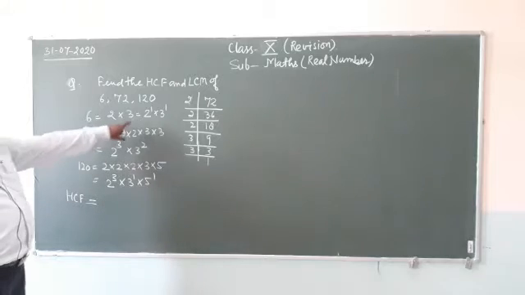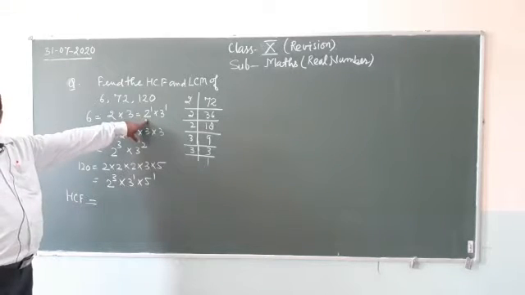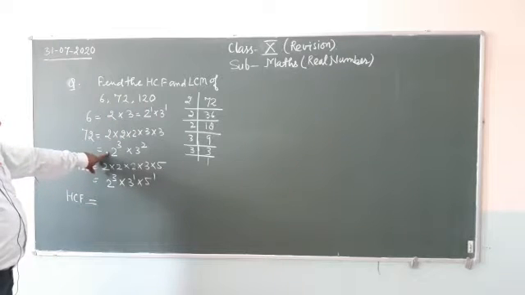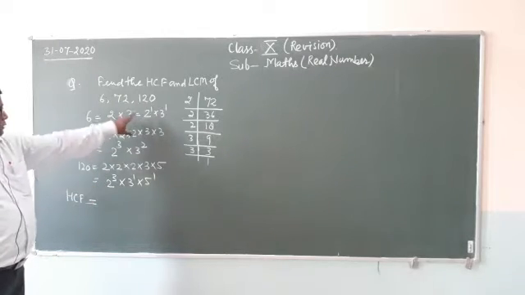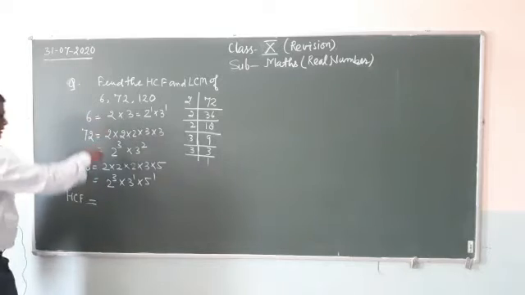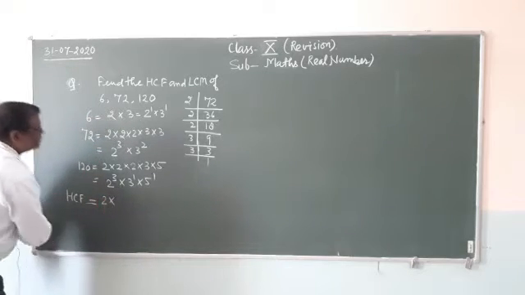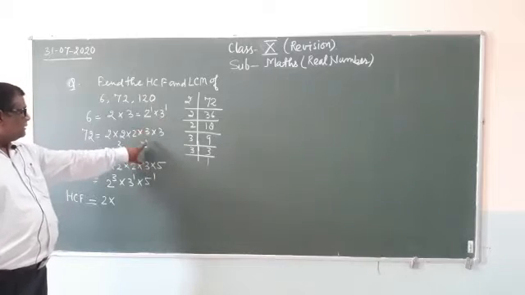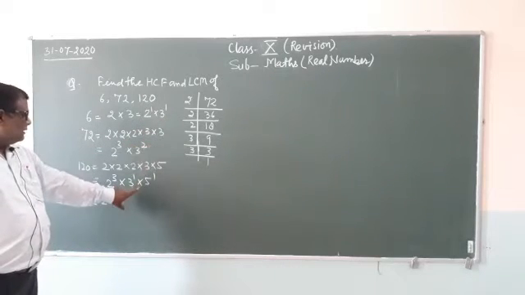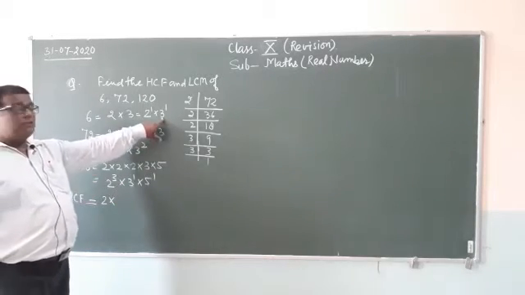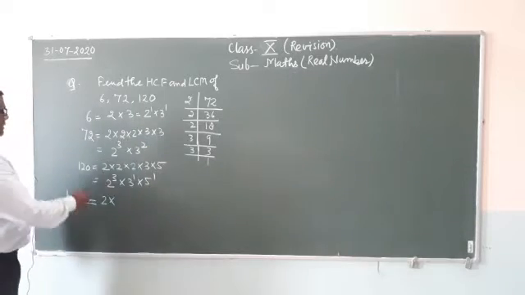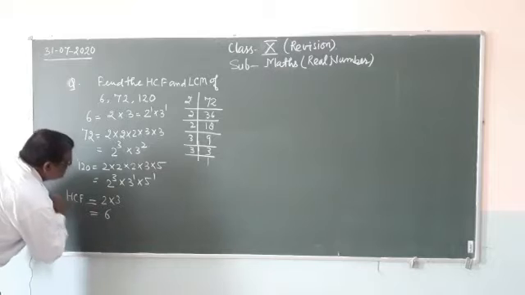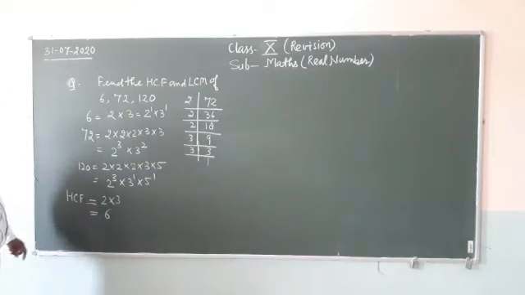Now for the highest common factor, what is common? 2 to the power 1 is the smallest power of 2, with 2 to the power 3 in the others. So 2 will come. The smallest power of 3 is 3 to the power 1, so we write 3. Here the HCF of these is 6.